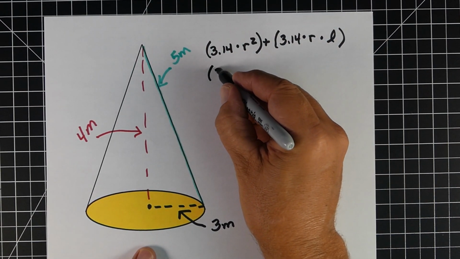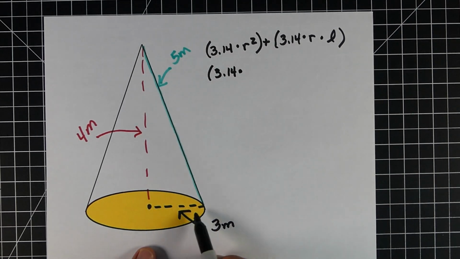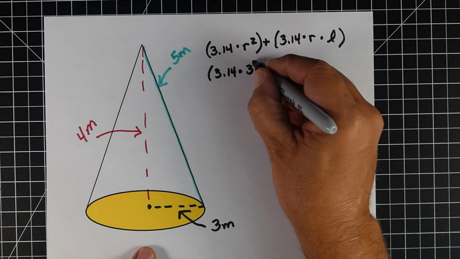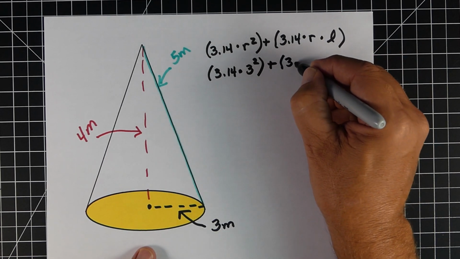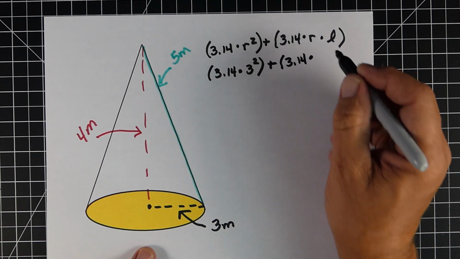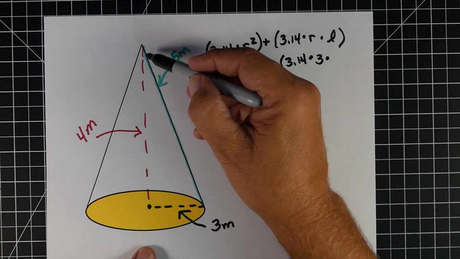So what we would do is take our equation we talked about earlier and plug in those numbers. It would be pi times radius squared. In this case, the radius is 3, so it would be times 3 squared. And then the other parenthesis would be pi times the radius, which is 3, so it would just be times 3, and then times the slant height, which is 5.